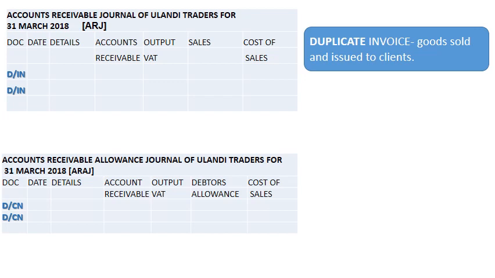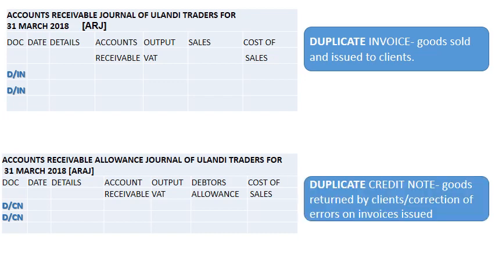The accounts receivable allowance journal will have the following columns: the document, the date, the details, the accounts receivable column to record inclusive amount, the output VAT, the debtors allowance, and the cost of sales. In this journal, we will record goods returned by clients or debtors. We will also be recording correction of errors made on the invoices.